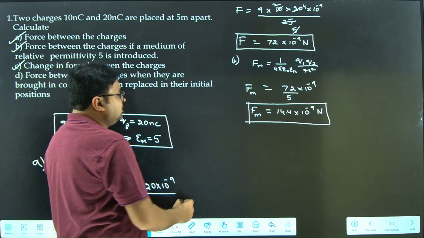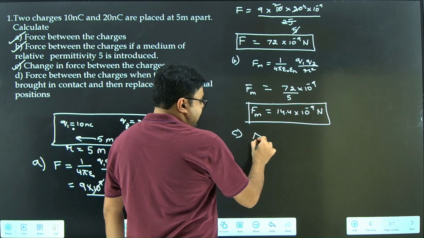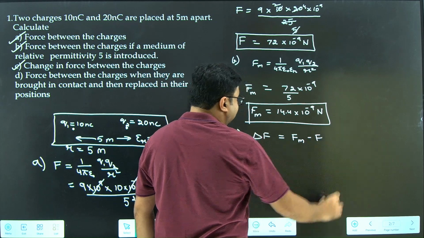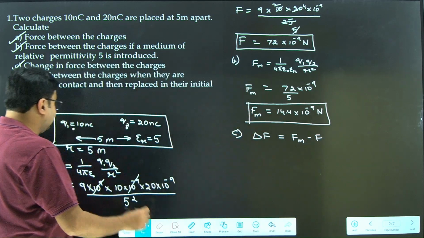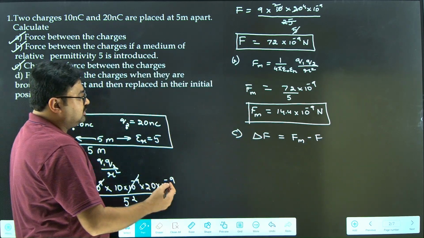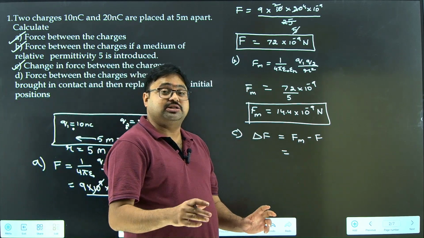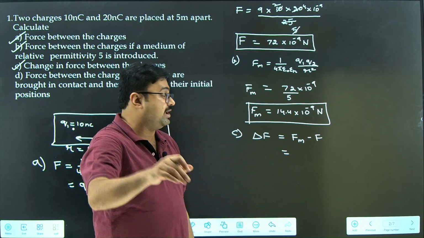So whenever you're asked to calculate a change, the change in the force is always going to be the final force minus the initial force. The final force is F m and the initial force is F. Let's substitute it here. Before you subtract, you just need to make sure that the powers of 10 in both the numbers are the same.